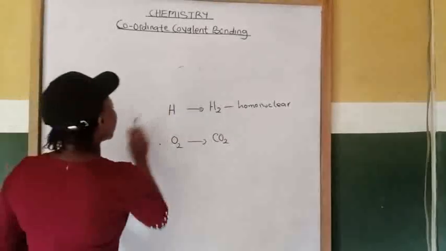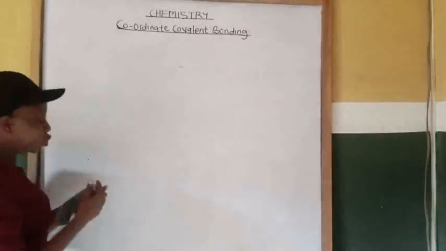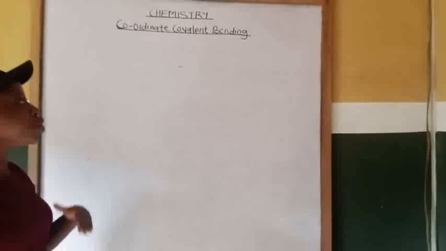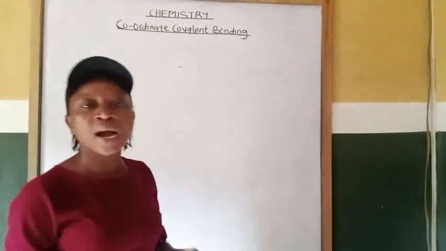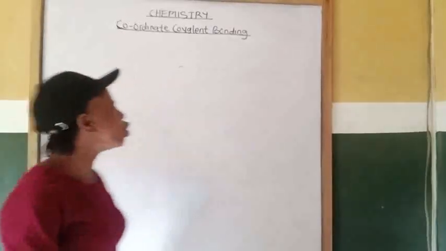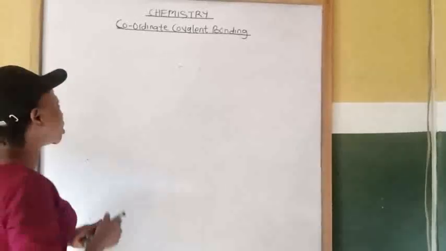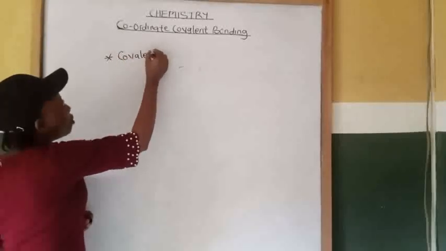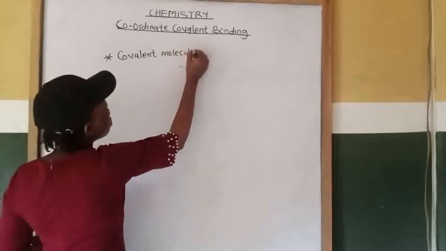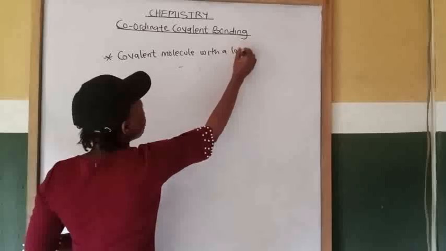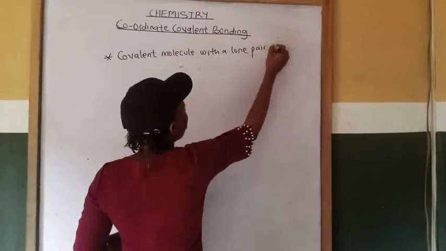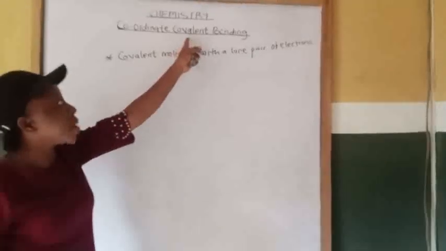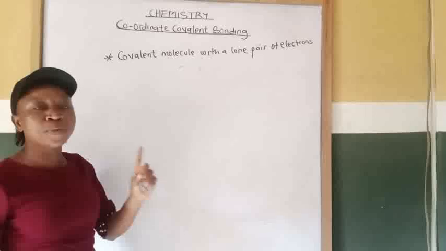So in today's class, we are going to discuss coordinate covalent bonding. We are going to learn what coordinate covalent bonding actually is and the formation of coordinate covalent compounds. So what do we need to know about coordinate covalent bonding? Number one, it has to do with a covalent molecule with a lone pair of electrons. That is, a coordinate covalent compound consists of a covalent molecule with a lone pair of electrons.